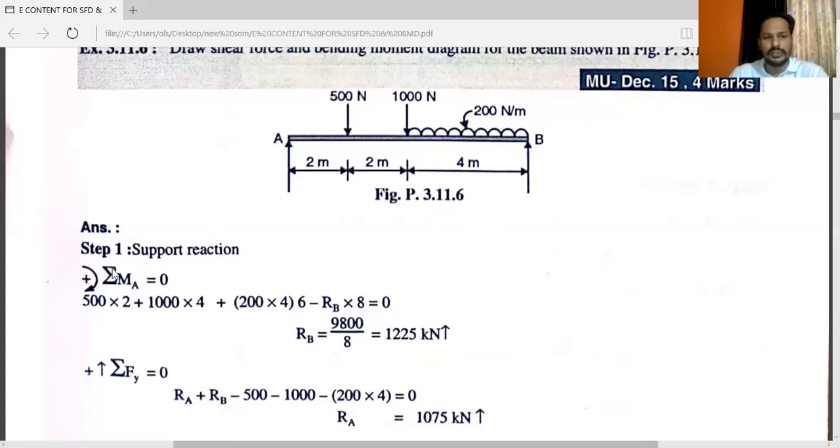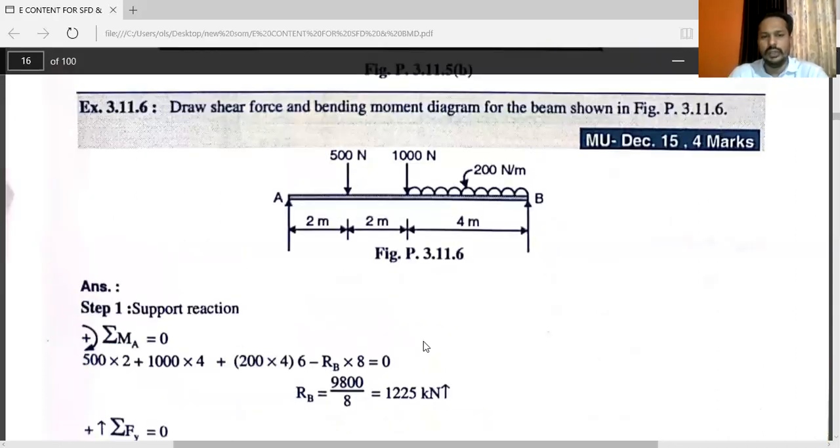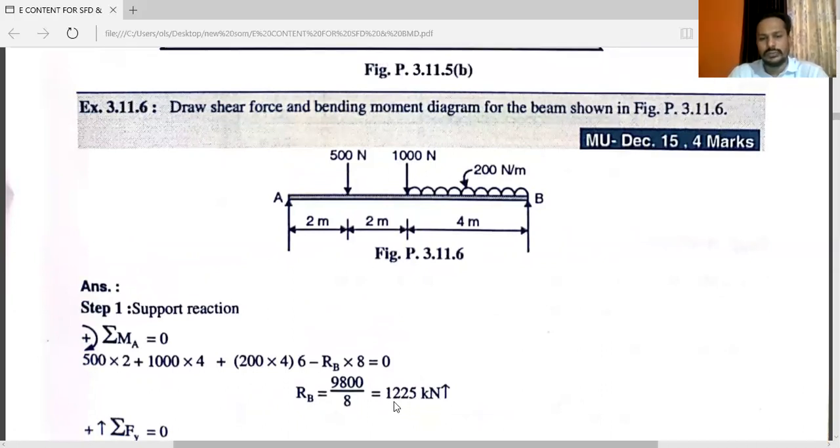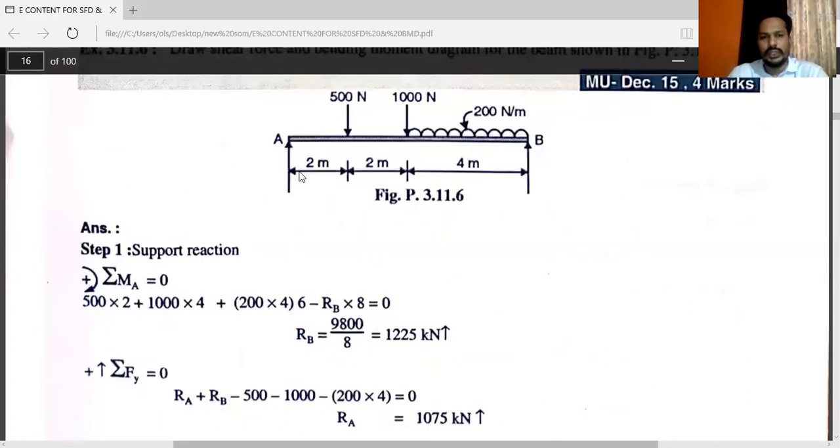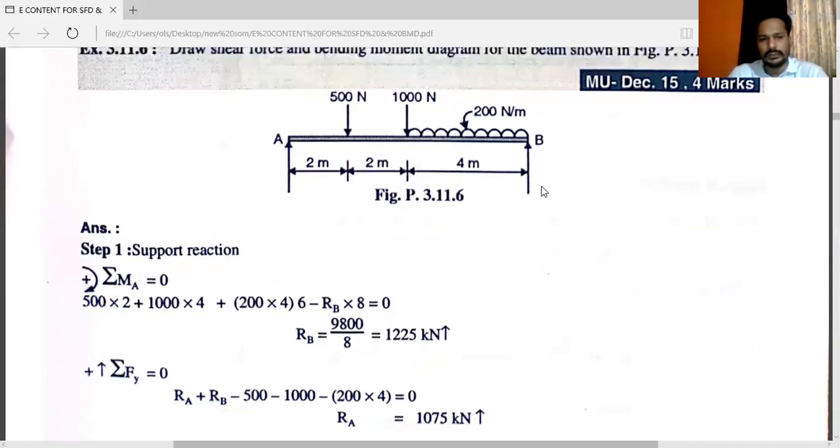That is first condition of equilibrium. Here there is only one unknown. After putting all the values in the calculator, you will get the value of RB in Newton. You will get the answer 1225 Newton upward. Here you will get the value of RB. Now see, once you get the value of RB, there is only one unknown, that is RA.